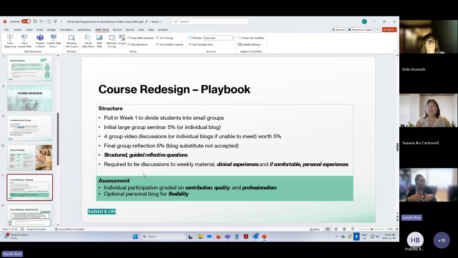So in week one, students were encouraged to complete a poll. In that week, one of the few questions I asked was, what days of the week were they in their clinical placements? What days of the week were they most flexible? Where is their clinical placement? What are they hoping to gain from the course? So I got a little bit more understanding of my learners.